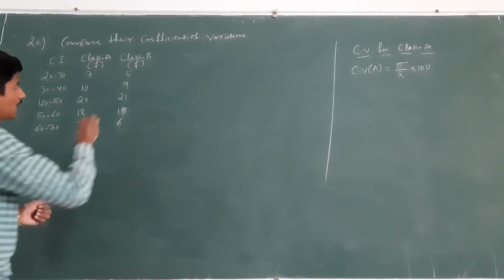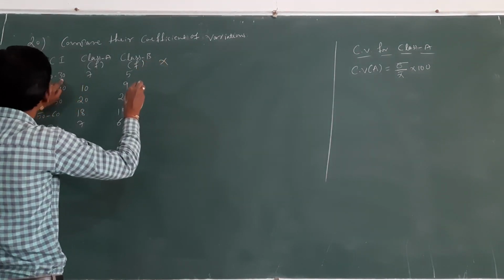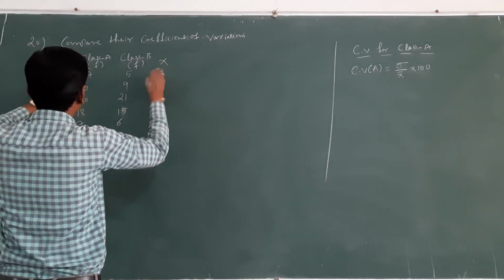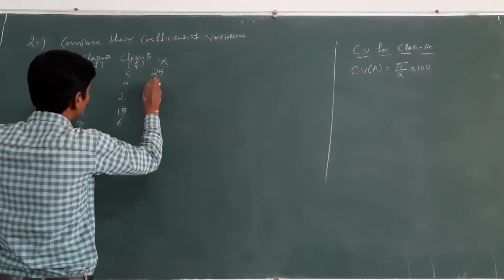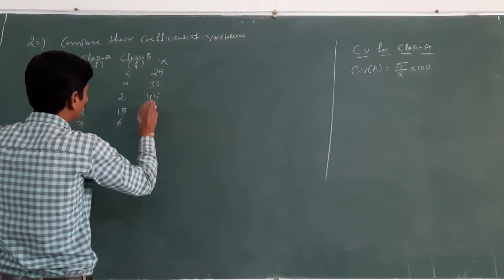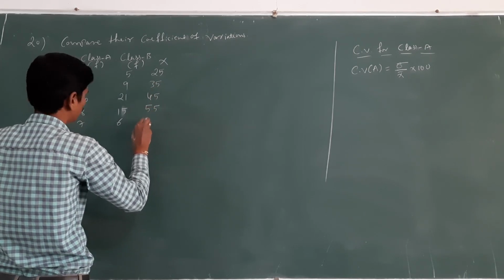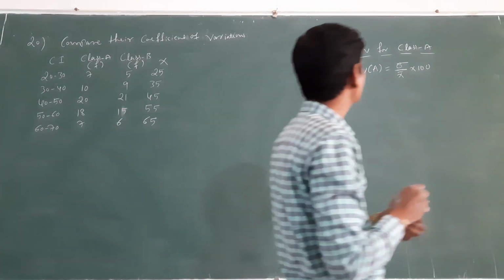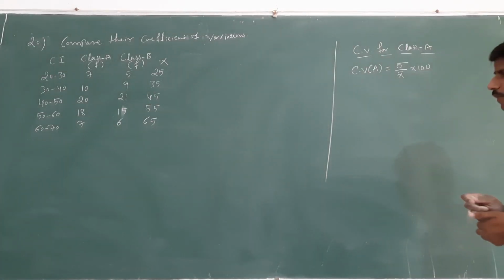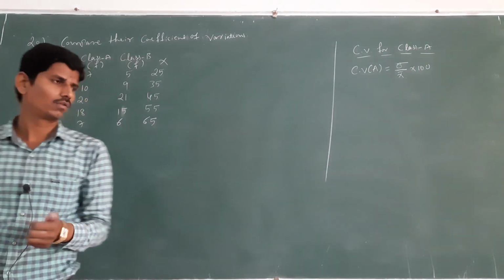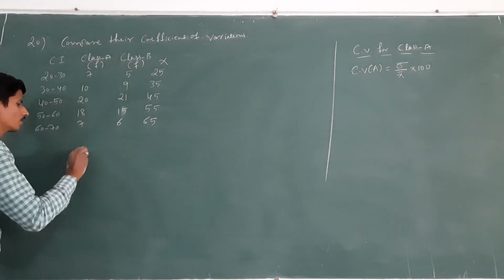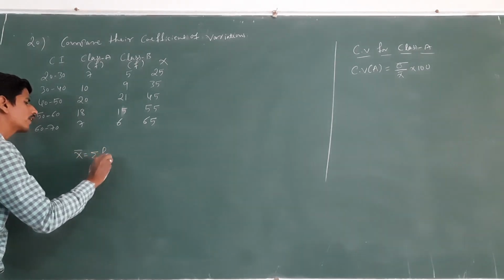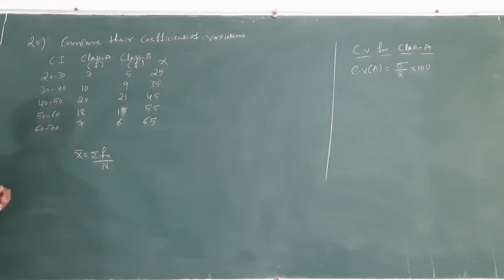What is x? x is the class mid value. The mid value of 20 to 30 is 25, next 30 to 40 is 35, 45, 55 and 65. Next we have to find sigma and x bar for A. First we have to find x bar. x bar equal to sum of fx by capital N.